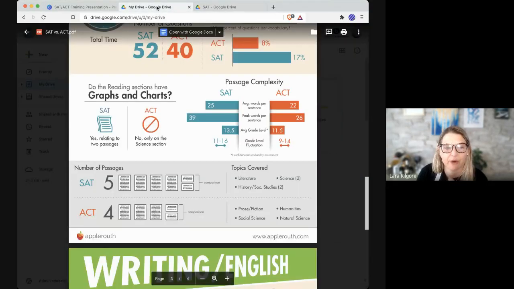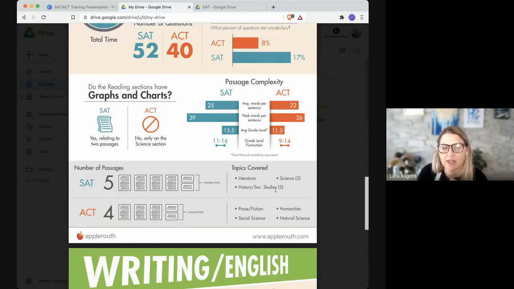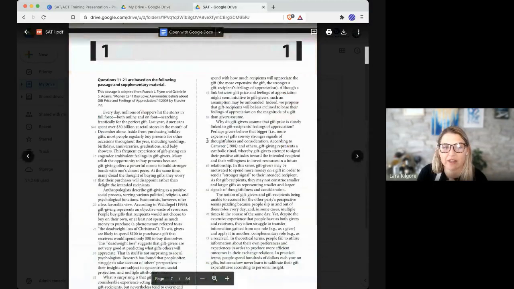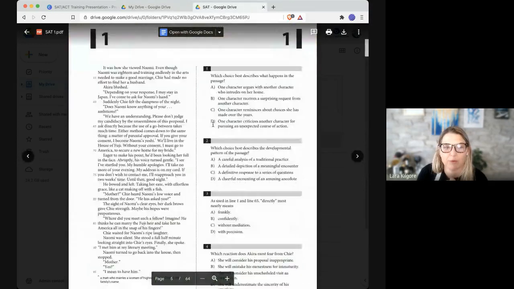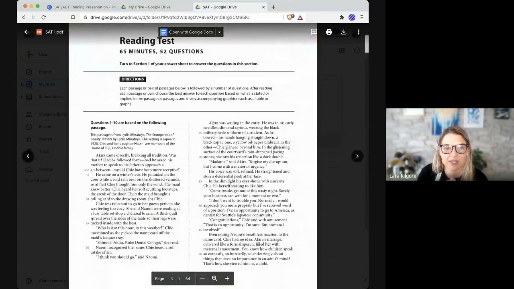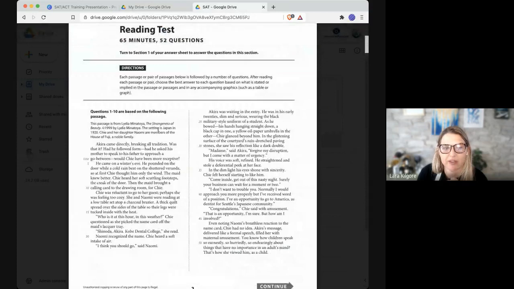So if I know that the SAT has literature, history, social studies, and science, I'm going to bet based on that description that it's probably a social studies. Doesn't really sound like a literature. Whereas if I go back up to this passage, it says, this is from The Strangeness of Beauty by Lydia Minatoya. The setting is in Japan in 1920. Chi and her daughter Naomi are members of the House of Fuji, a noble family. This sounds like it's probably going to be a prose or a narrative, so more of a literature-based passage.